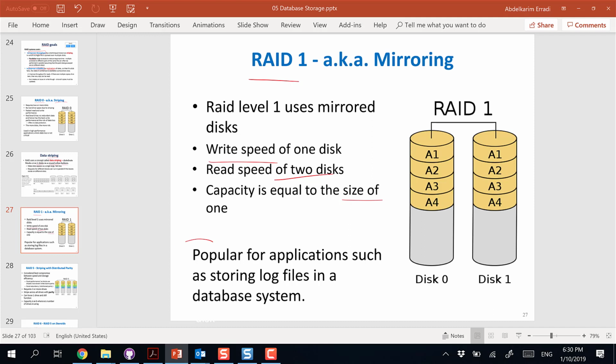So this is very popular for files that are very critical, that you don't want to lose. In the database context, one of the files that is so critical is the log file. You may lose the data file, but you never want to lose the log file. Why is that? It contains all the updates that are not yet reflected back in the data file.